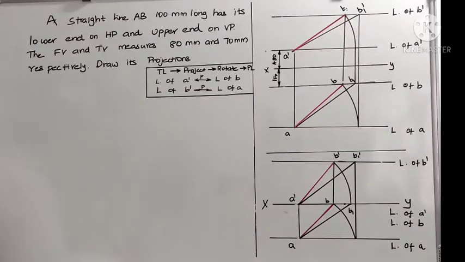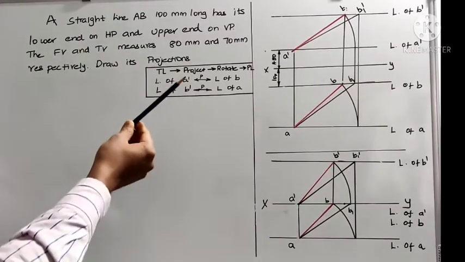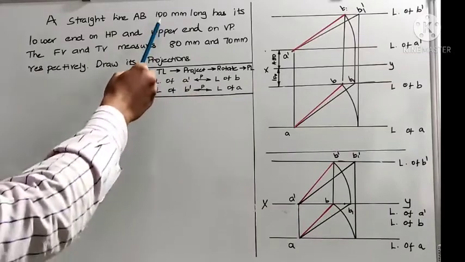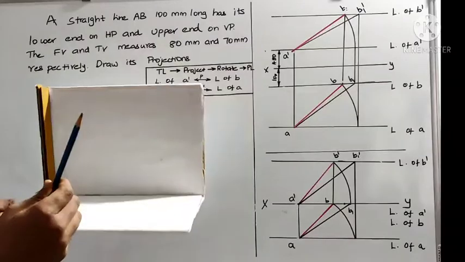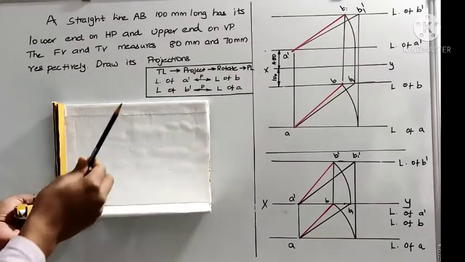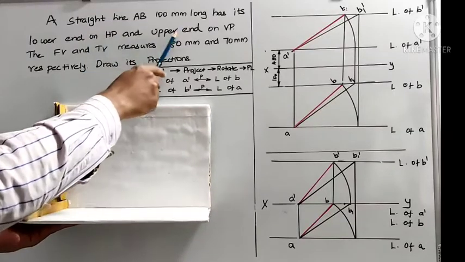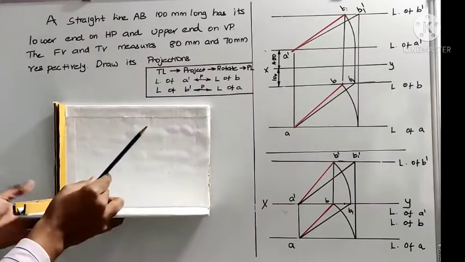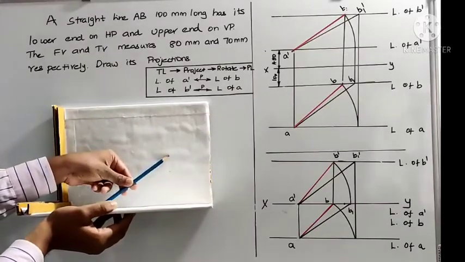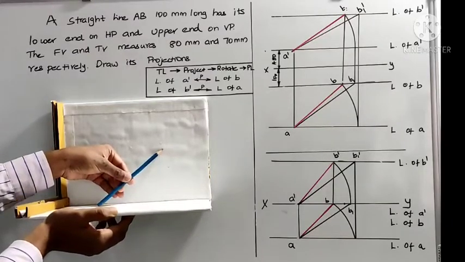Okay, let's first locate the straight line as per the given conditions. Let's assume that this is the straight line of 100 mm long, and the question says the lower end is on HP. For instance, if this is the horizontal plane, the lower end is on the horizontal plane, something like this, and the upper end is on the vertical plane. So the final position of the straight line is something like this. It touches like this.